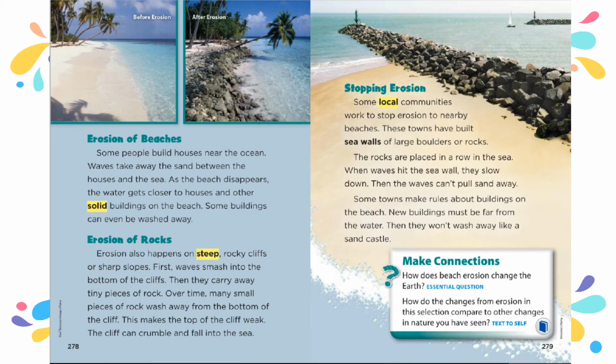Stopping erosion. Some local communities work to stop erosion to nearby beaches. These towns have built seawalls of large boulders of rock. The rocks are placed in a row in the sea. When the waves hit the seawall, they slow down. Then the waves can't pull sand away. Some towns make rules about buildings on the beach. New buildings must be far from the water, then they won't wash away like a sandcastle.